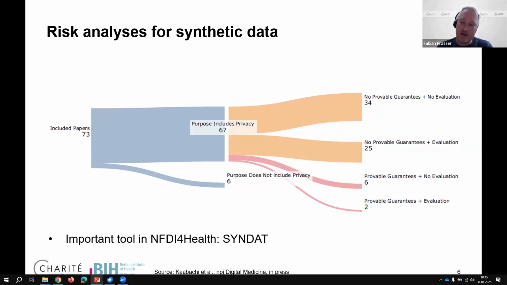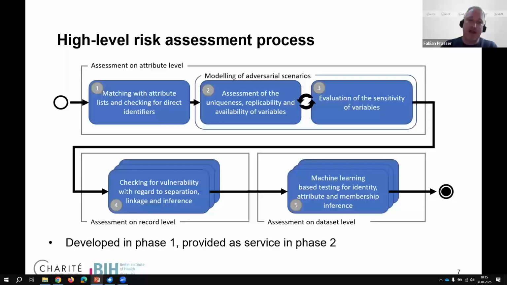And again, a sneak peek into the talk by Holger, which you will see here shortly. There's a tool within NFDI4Health, Syndat, that can be used to do re-identification risk analysis, but also utility analysis. So the high-level re-identification risk assessment process that we developed within NFDI4Health is not only a technical method, so I won't go into a lot of detail here, for measuring various types of risk-associated metrics from the data, but also an approach that allows you to model the context in which data is being shared. Again, that's an interesting topic.